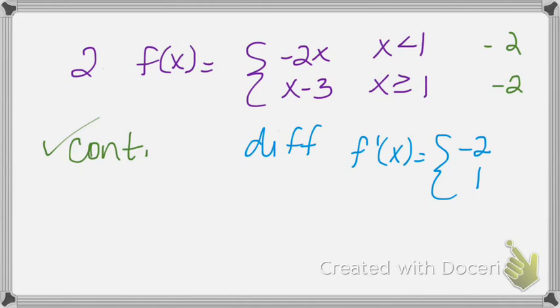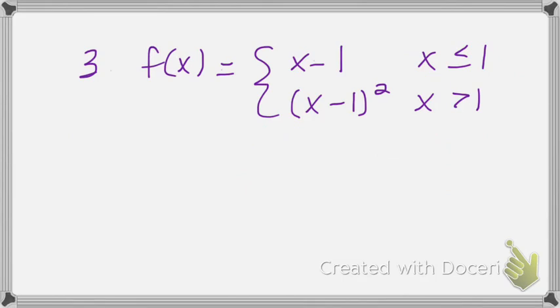Alright, the top function has a derivative of -2. There's not a place to plug in 1, you just get -2. And the bottom function, the derivative is 1. They are not the same, so it is not differentiable, since the derivatives are not the same. If the question says, why is it not differentiable, then you would just say the derivatives are not approaching the same value as x approaches 1.